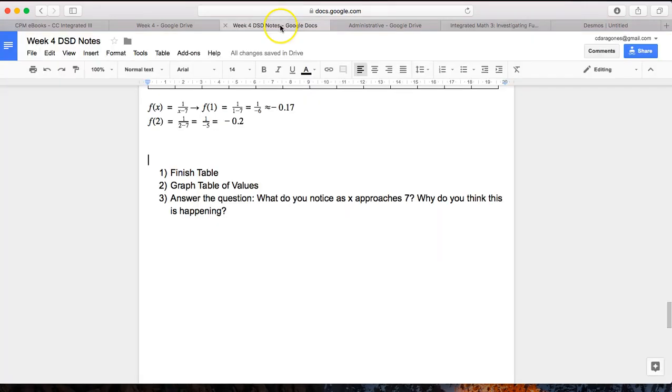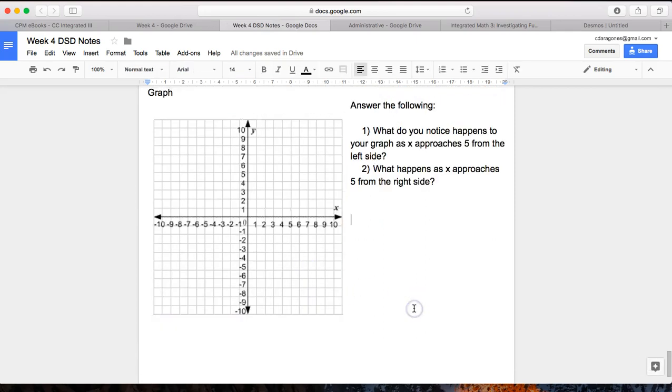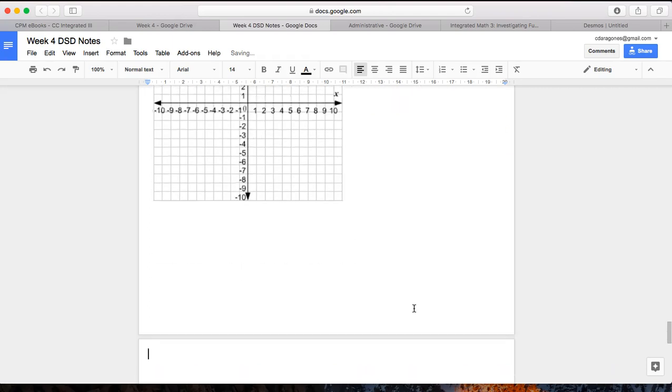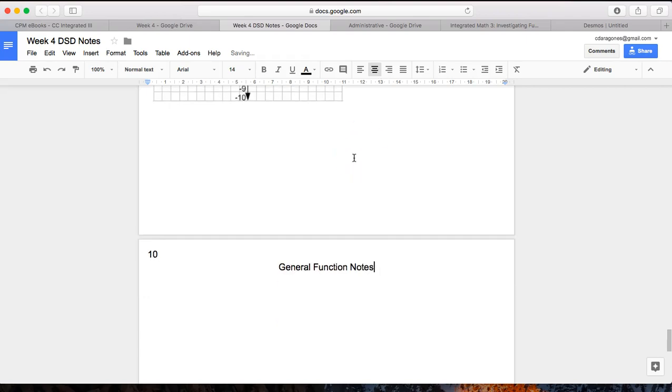And in the next page of your notebook, we're going to call this general function notes. Okay, so pause the video here while you set up your notebook on the next blank page. Call it your general function notes, and then when you're finished, keep the video going.